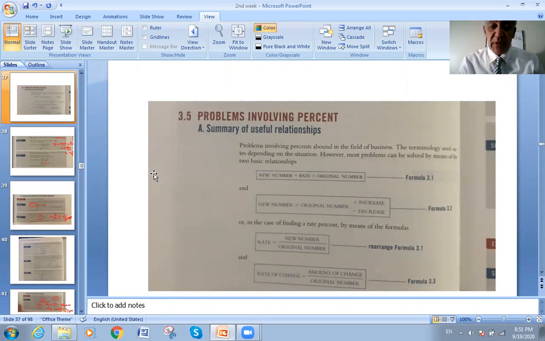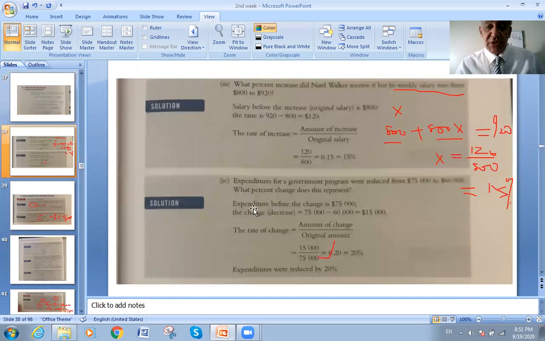We have some problems involving the percent. This is a summary of what we have been talking about in this chapter. And then after that, we will move to the commercial applications in the next part. But before this, just to see with me. So this is an example, exactly what we had before.